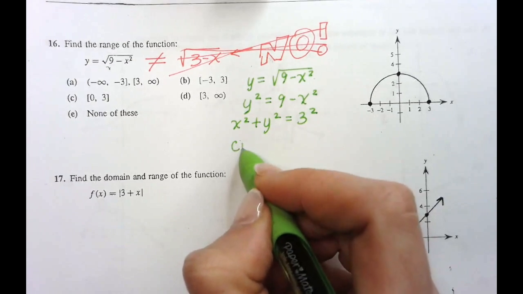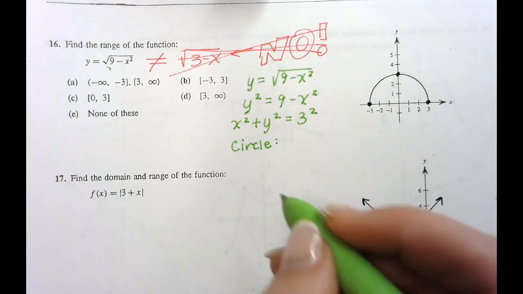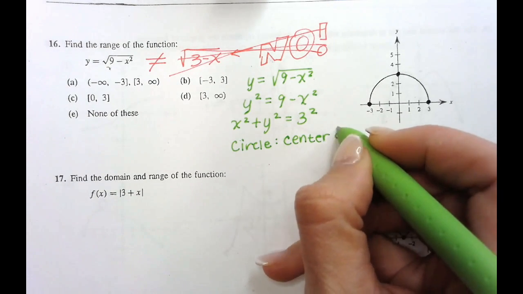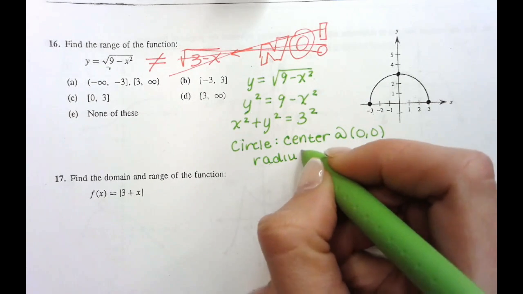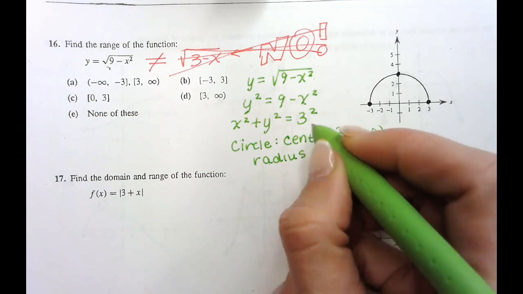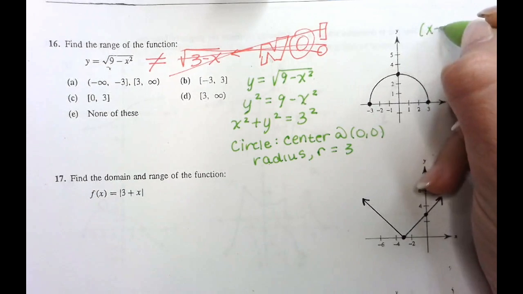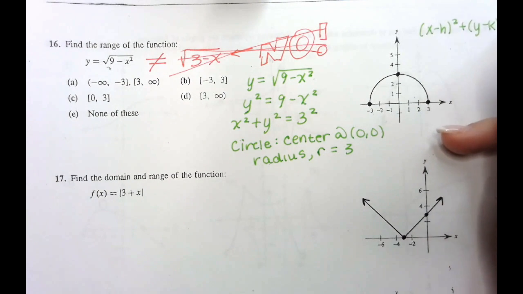What is this? That is a circle. That is the equation of a circle. You may have done it in geometry, you may have done it in algebra 2. The center is at the origin 0, 0. The radius is r equals 3. The equation of a circle is (x minus h) squared plus (y minus k) squared equals r squared.